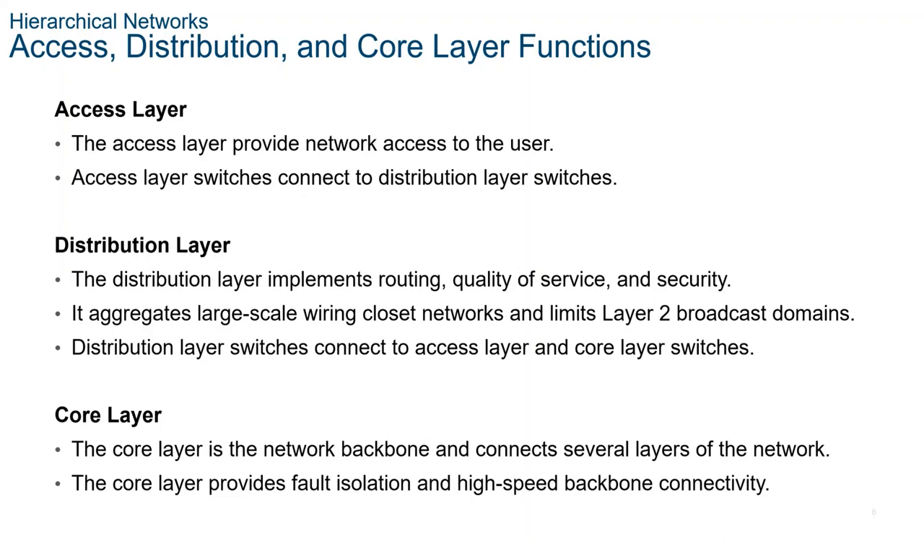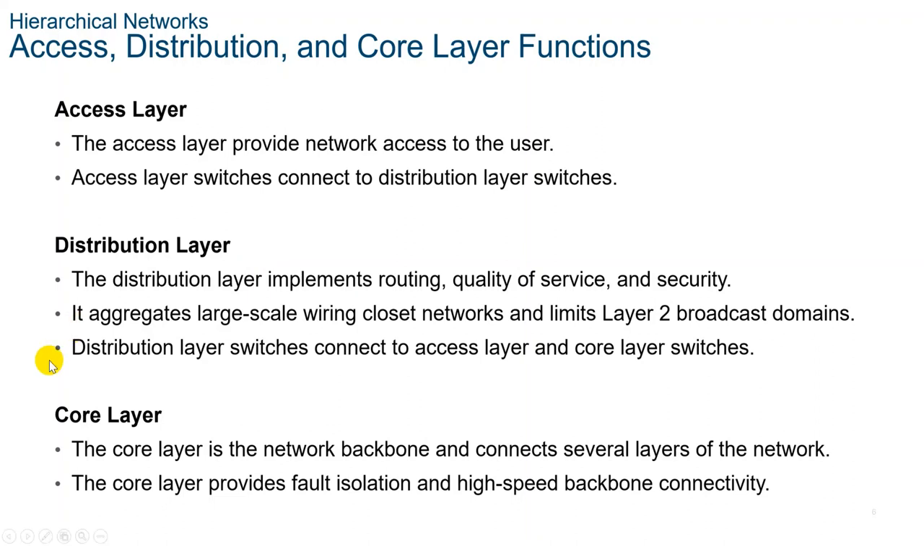The next one is the distribution layer. The distribution layer interfaces between the access layer and the core layer to provide many important functions, including aggregating large-scale wiring closet networks, aggregating layer 2 broadcast domains and layer 3 routing boundaries, and providing intelligent switching, routing, and network access policy functions to access the rest of the network. It also provides high availability through redundant distribution layer switches to the end user and equal-cost paths to the core, and provides differentiated services to various classes of service applications at the edge of the network.